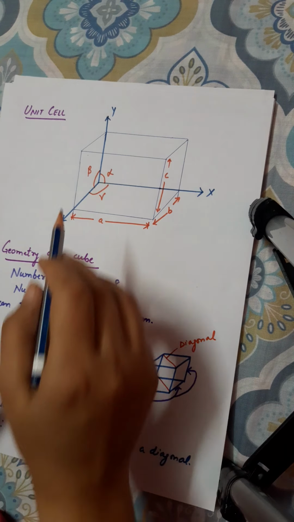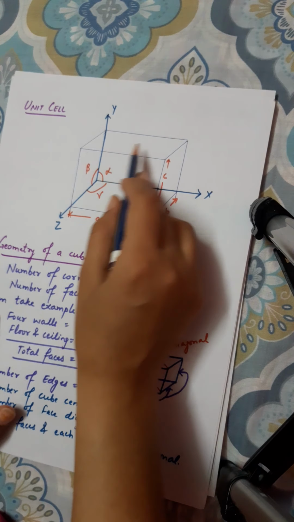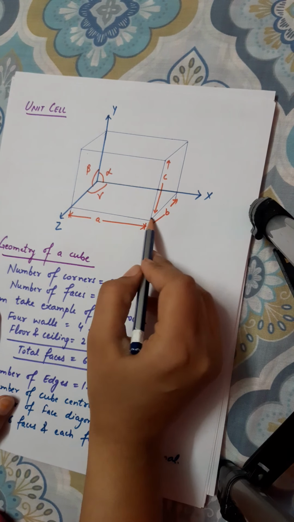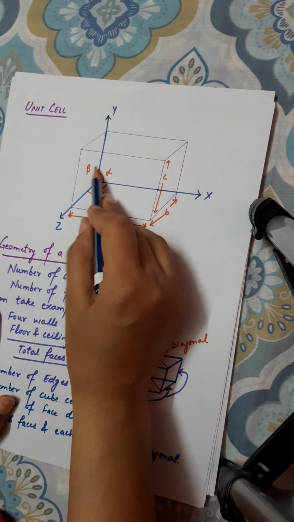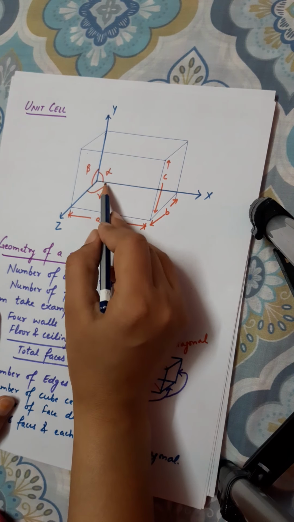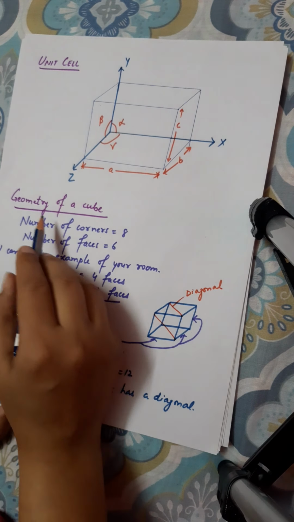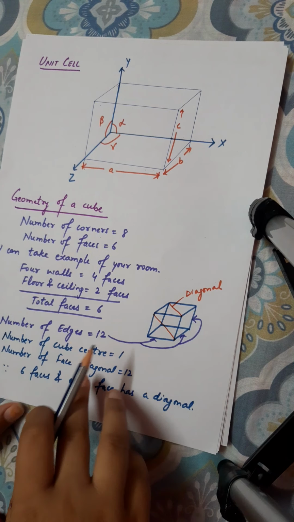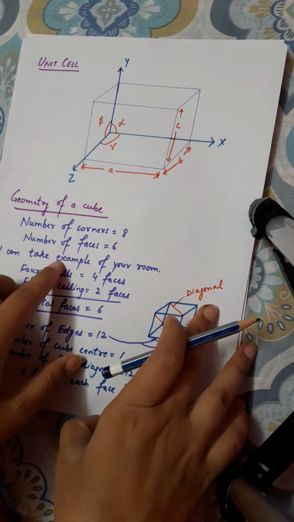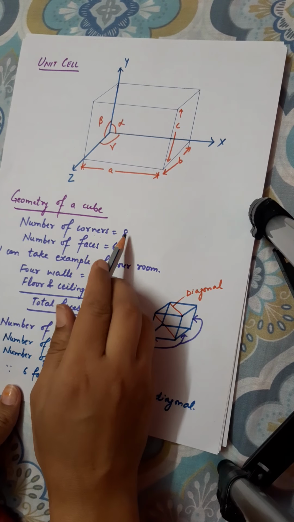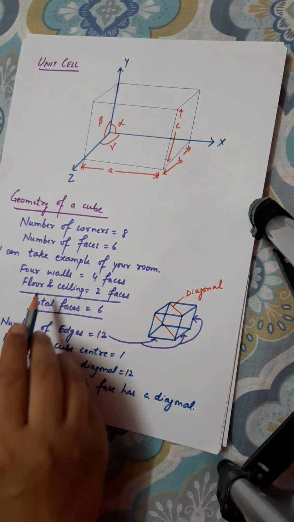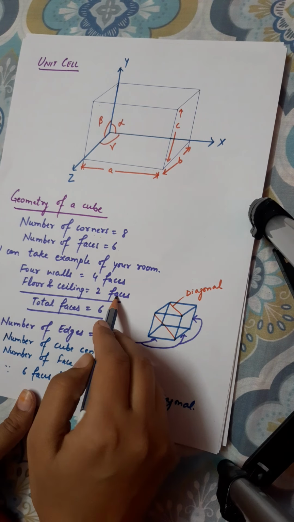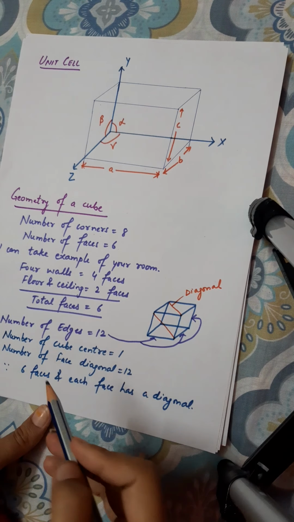I have drawn a picture of a unit cell. Let us consider this is a unit cell. These are the edges A, B and C, and these are the interfacial angles alpha, beta and gamma. Now I will explain the geometry of a cube. Let us consider the example of a room. You are sitting in a room. Number of corners 8. Number of faces 6: 4 walls, 4 faces, floor and ceiling 2 faces. So total number of faces is equal to 6.